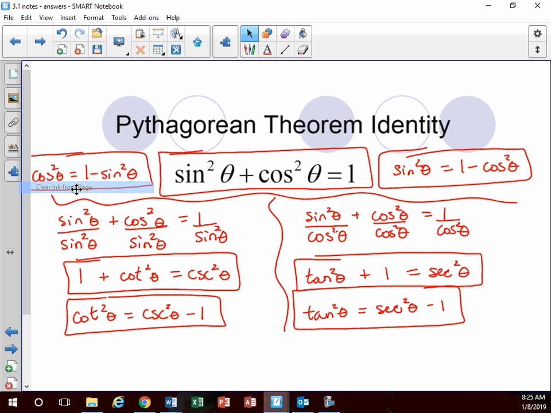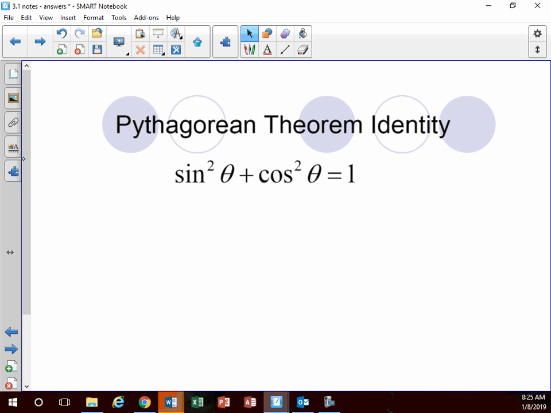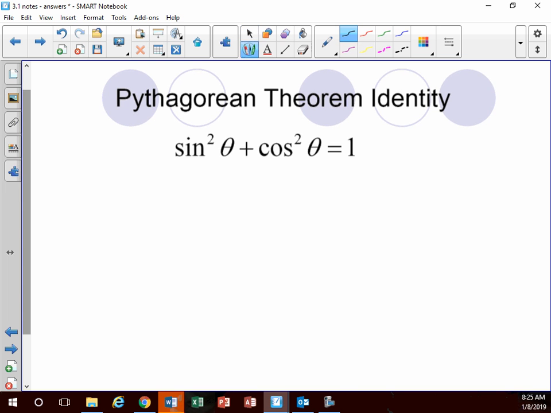Don't get scared. Start with that. This is called your Pythagorean theorem identity. I'll let you write it down and then I'll show you where it comes from.